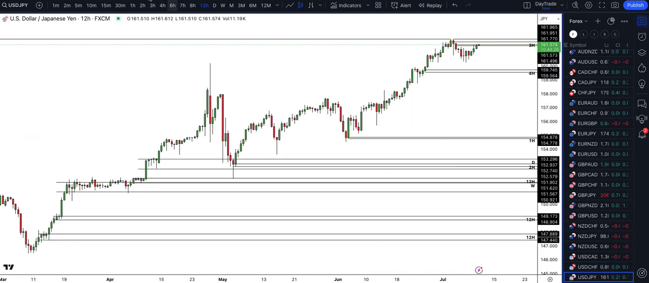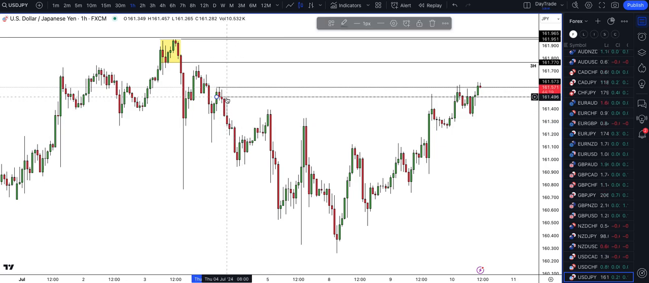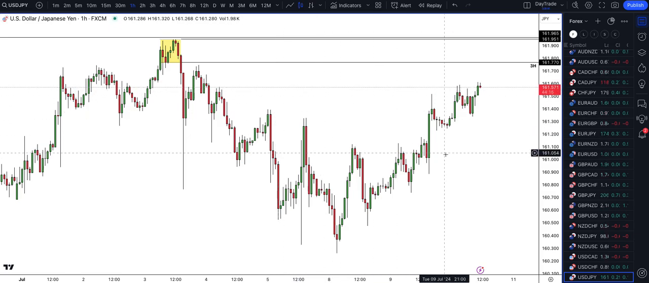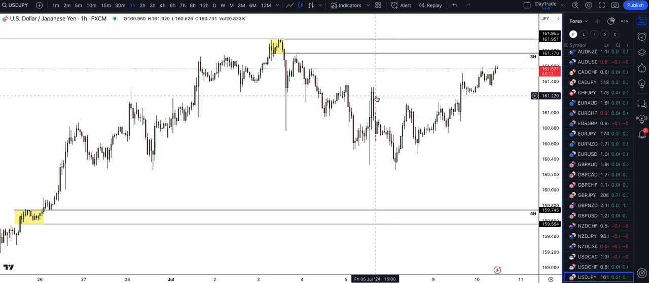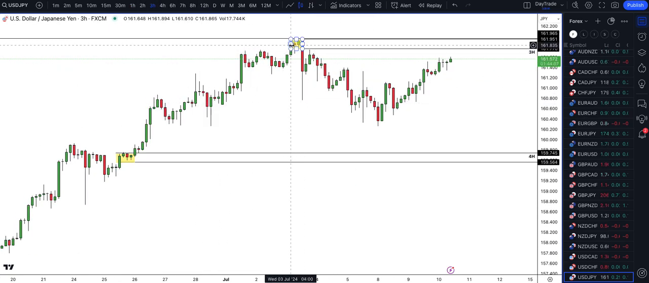Dollar yen. Had this candle on this zone on here as well. Didn't take it because it's a bit choppy, but again, if we did have a buy trade, that would potentially be one of our take profit areas. 3 hour zone higher up.